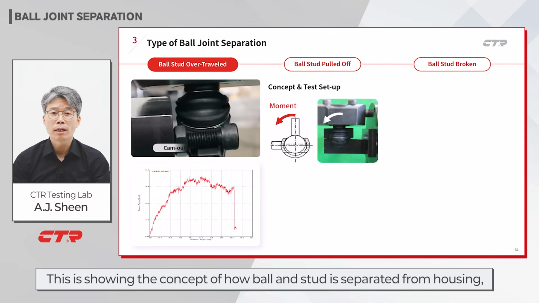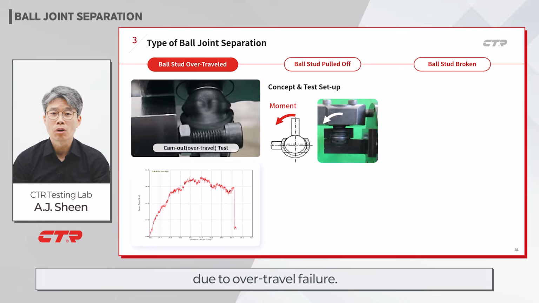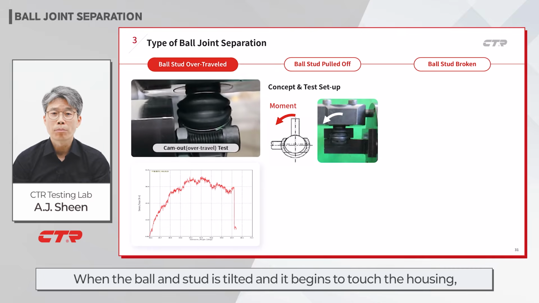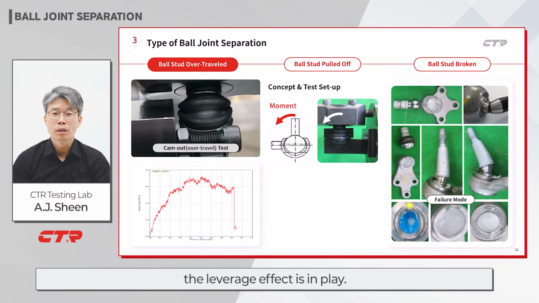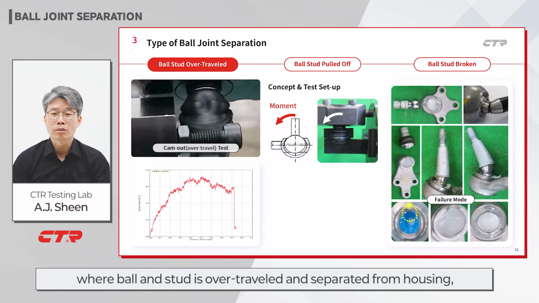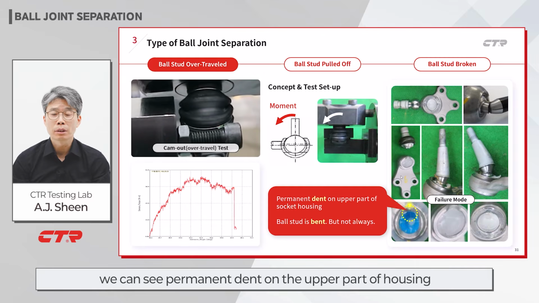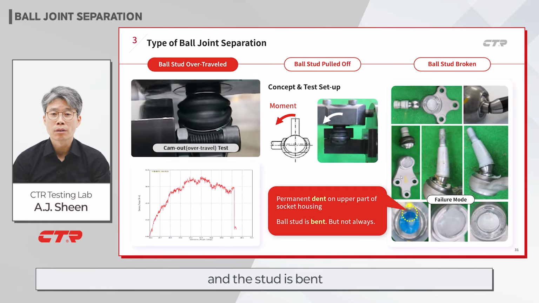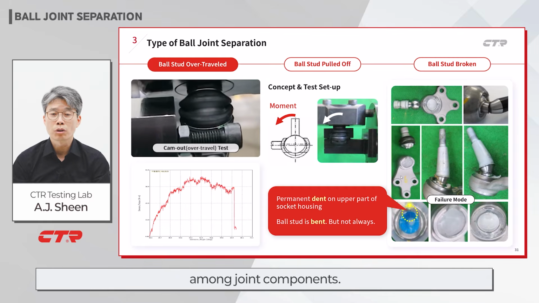This is showing the concept of how ball and stud separate from the housing due to over-travel failure. When the ball and stud is tilted and it begins to touch the housing, the leverage effect is in play. When examining parts where ball and stud is over-traveled and separated from the housing, we can see a permanent dent on the upper part of the housing, and the stud is bent, though not always. This is because the ball and stud generally has the strongest hardness among joint components.